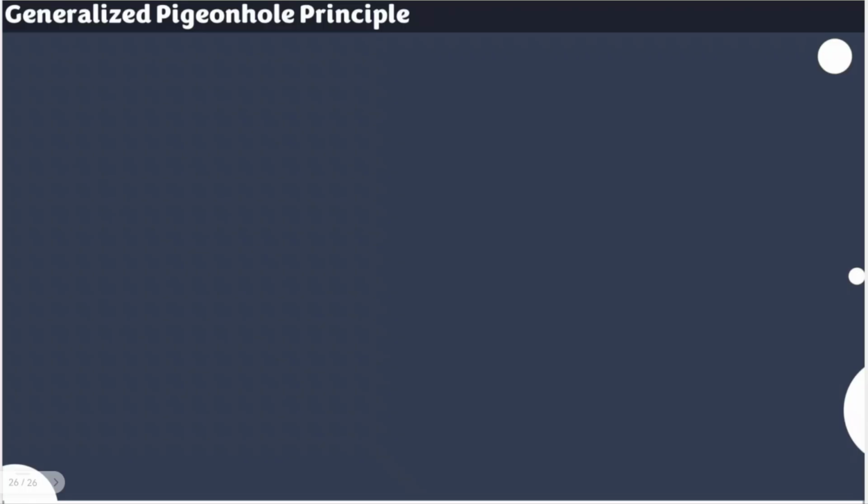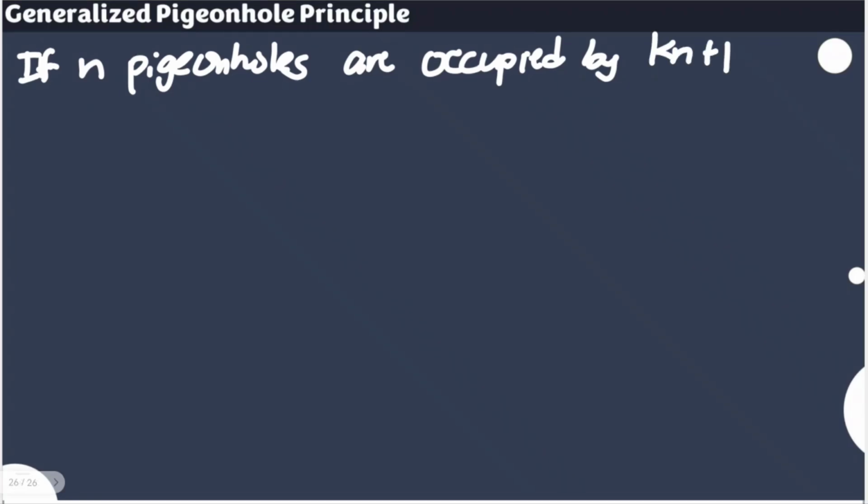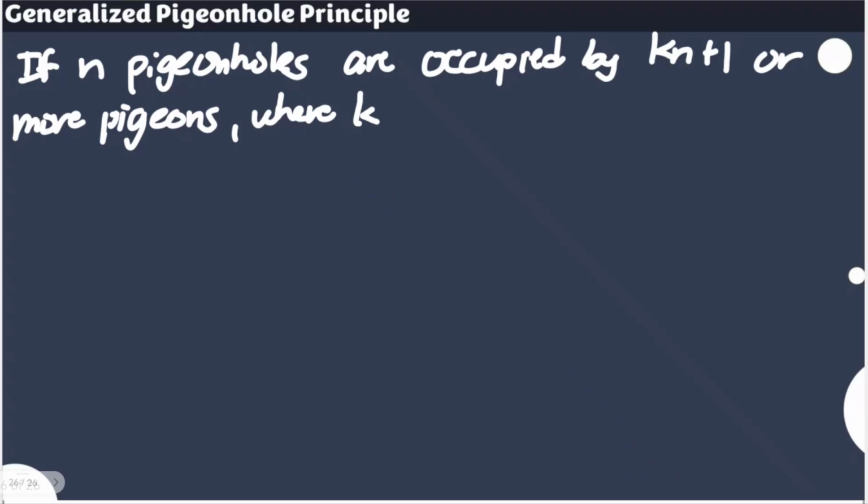This is how it is stated. If n pigeonholes are occupied by kn plus 1. In the pigeonhole principle, it's just n plus 1, but here kn plus 1 or more pigeons, where k is a positive integer. This is where it gets more generalized because we have the multiplier k.